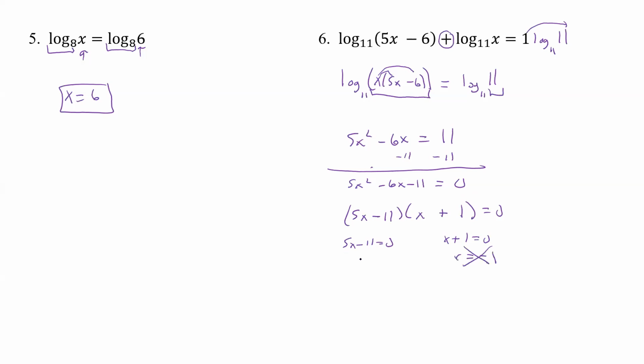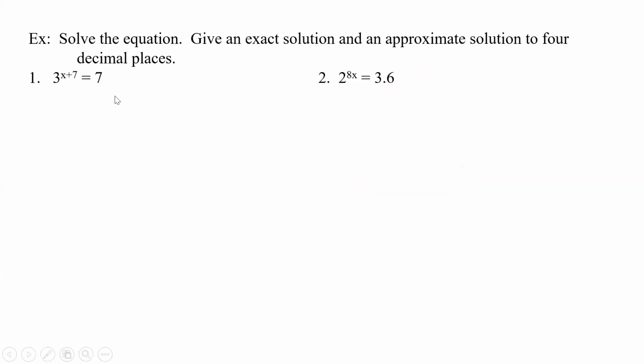That one's gone. So add 11. 5x equals 11. Divide by 5. x equals 11 over 5. And so that would be our solution. Again, we can't have a log of a negative number here, and so that one is canceled. Okay. So one here that wasn't too bad. One that was pretty simple, x equals 6.